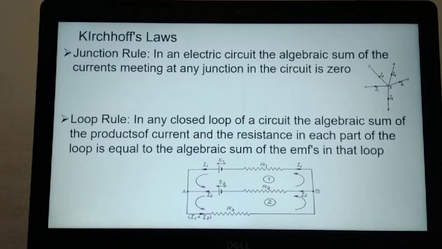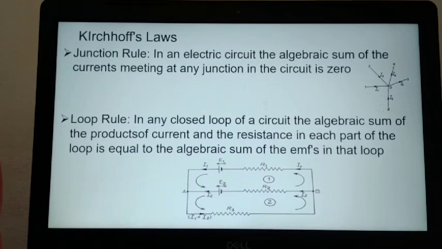Anyhow, you remember what the junction rule and the loop rule are. The junction rule says that the algebraic sum of currents meeting at a junction is equal to 0. That means all the current meeting at a junction is equal to all the current leaving. The sum of all the currents meeting at a junction is equal to the sum of all the currents leaving that junction. And the loop rule, or second voltage law, says that the algebraic sum of the products of current and resistance in each part of the loop is equal to the algebraic sum of EMFs in that loop.